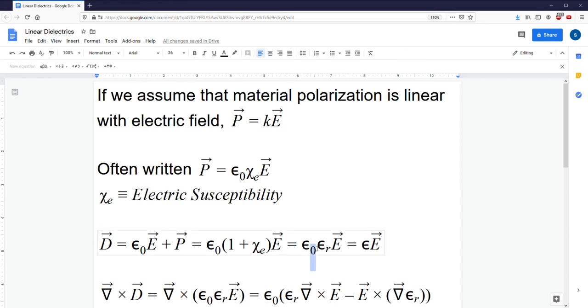And then finally, we can combine these two terms to say that the displacement field is equal to just the permittivity of the material times electric field. So we now have three ways of describing the properties of the material. We have the electric susceptibility, we have the relative permittivity, and we have the material permittivity.